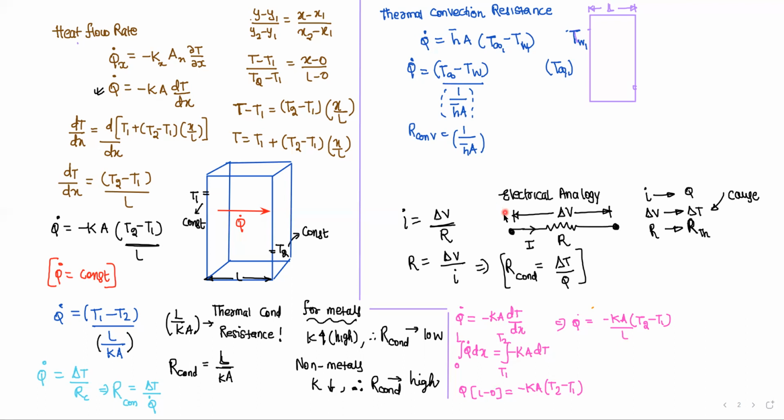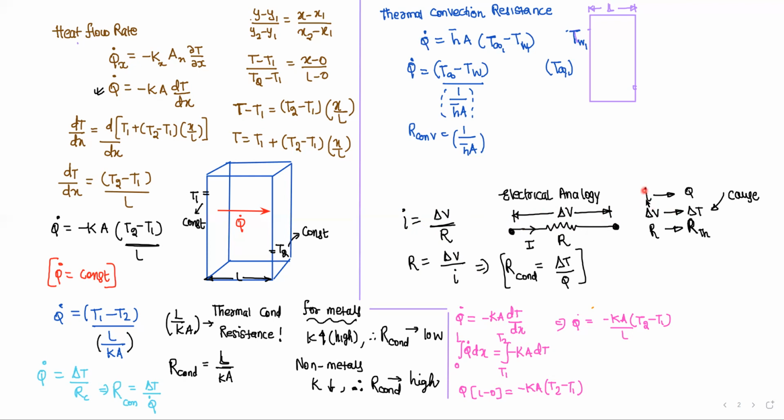There is a very sharp analogy between the electric resistance and the thermal conduction resistance. So this is a wire of resistance R in which current I is flowing. The potential difference between the terminals is delta V. For the current to flow, there is a potential difference. So I is equal to delta V by R, or R is equal to delta V by I.